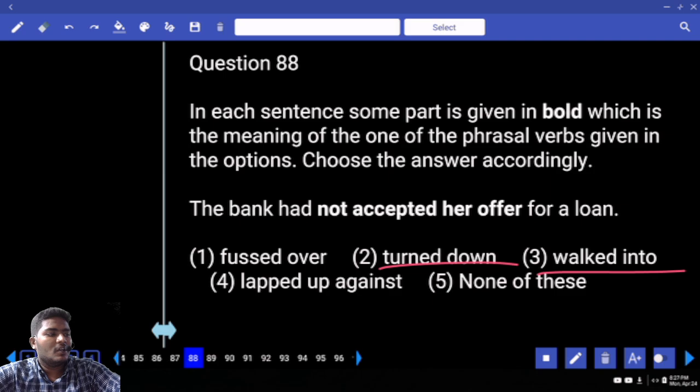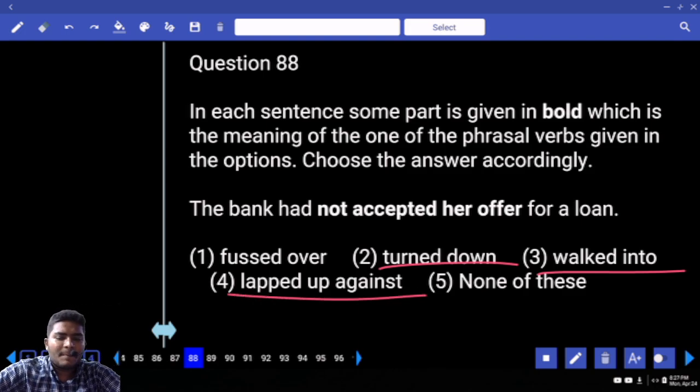Right on the meaning. Walked into is not just walking into some area, it is to get involved into something. Next one. What is the next one here? Lapped up against. This together is a phrasal.